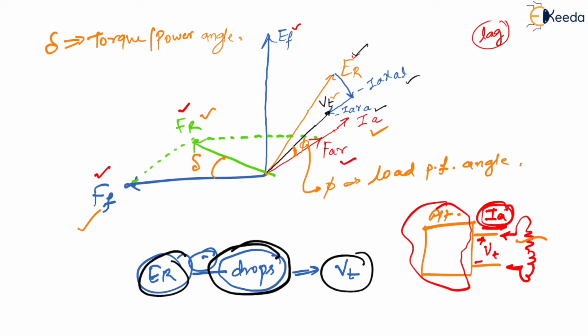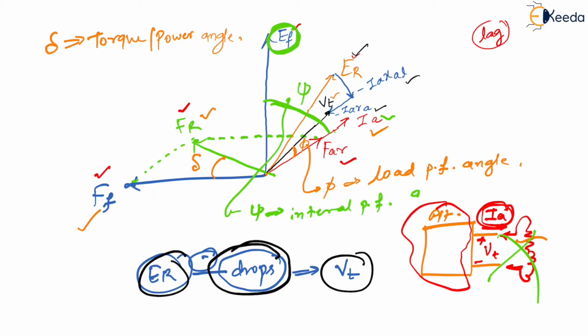Yes. And now if you see, this is the internally induced EMF EF when you have no load, correct? When this particular load is not there. So this is your EF. Now the angle between this EF and my IA is called psi, which is nothing but the internal power factor angle. Getting my point? It is nothing but the internal PF angle, which is there between EF and IA.